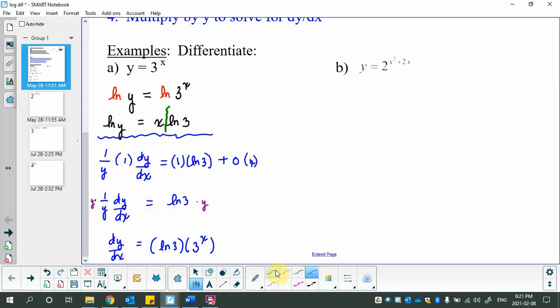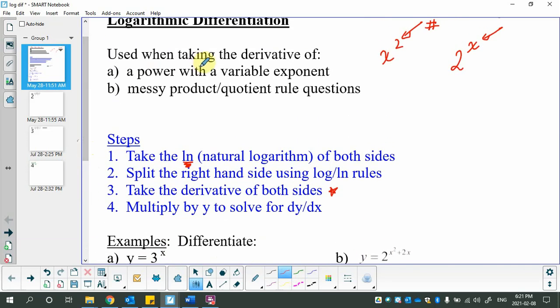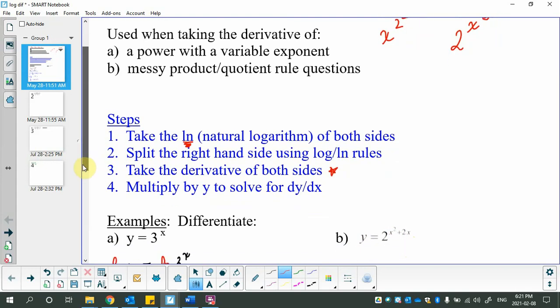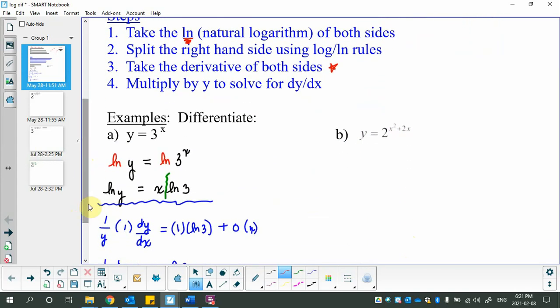Let's do that again. So here we have situation A, a power with a variable exponent. It's actually a super ugly variable exponent, but it's still a variable exponent. So step 1, take the ln of both sides. So ln of y, ln of 2 to the x squared plus 2x. So I'm going to go back and put my originals in here. Notice you have to put ln on both sides. That's part of the instructions. Then you have to take the exponent down in front. That is, split the right-hand side using the log/ln rules.